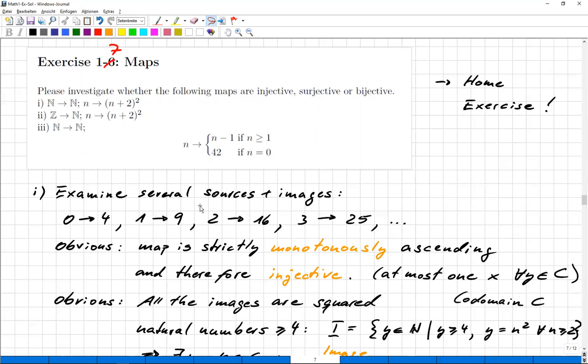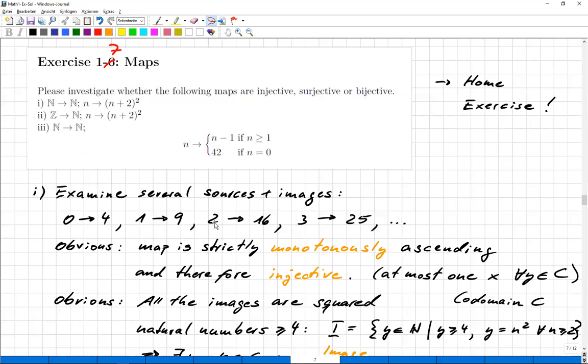So I examined several sources and images of this first map. Let's just use our natural numbers for n in ascending order. I start out with 0. That's our convention, the 0 is included as last time. So what happens if I put in 0 here for n? Then I have 0 plus 2 is 2, of course. 2 squared is 4, so that's easy. And also the next one, 1. 1 plus 2 is 3. 3 squared is 9. And it goes on with squared numbers.